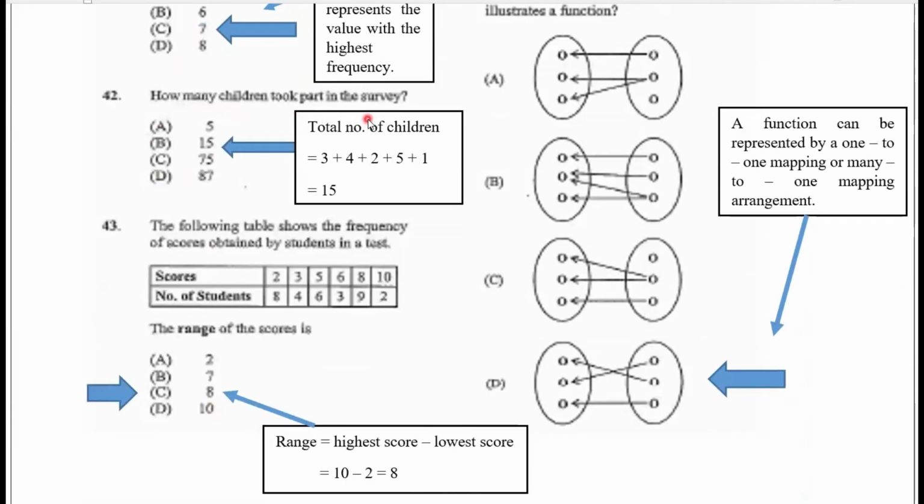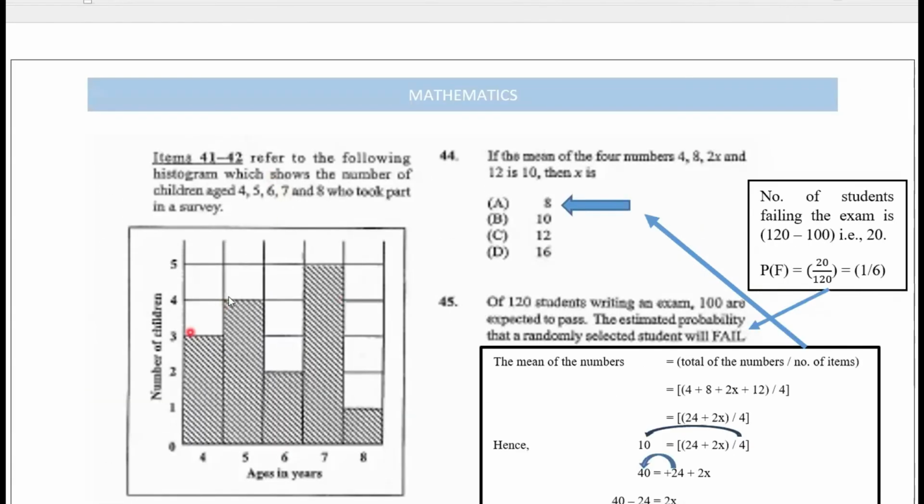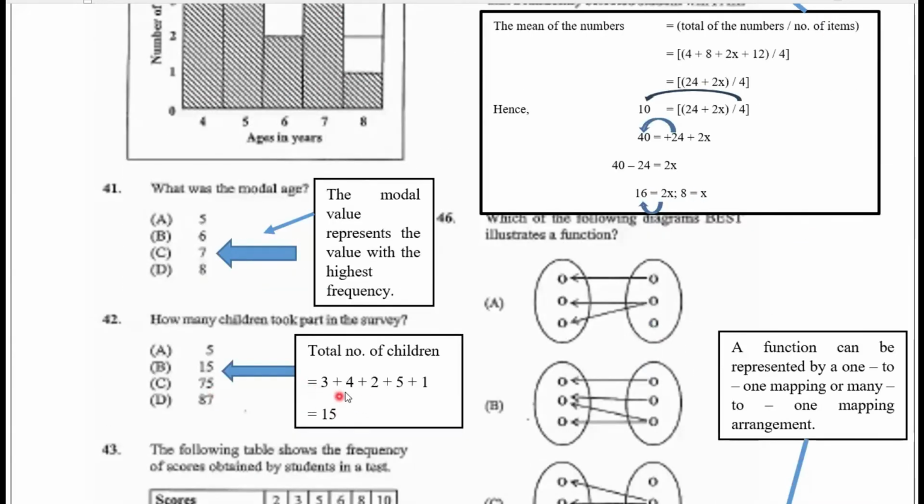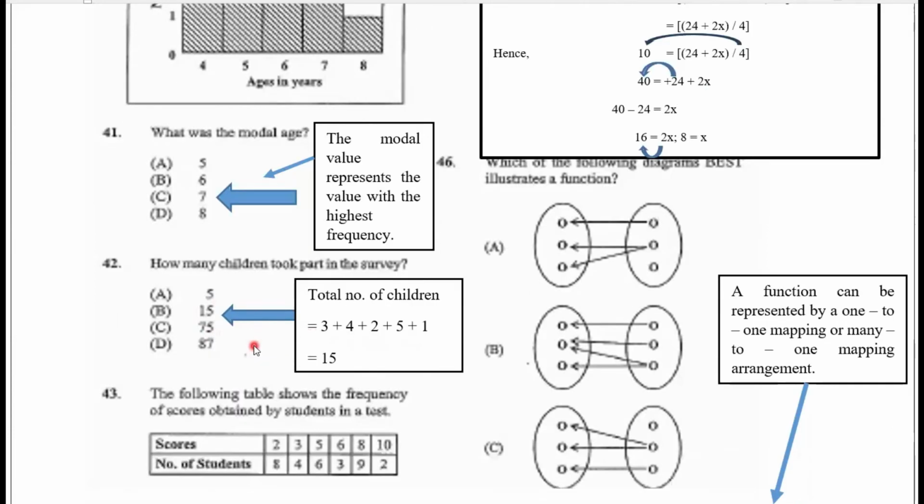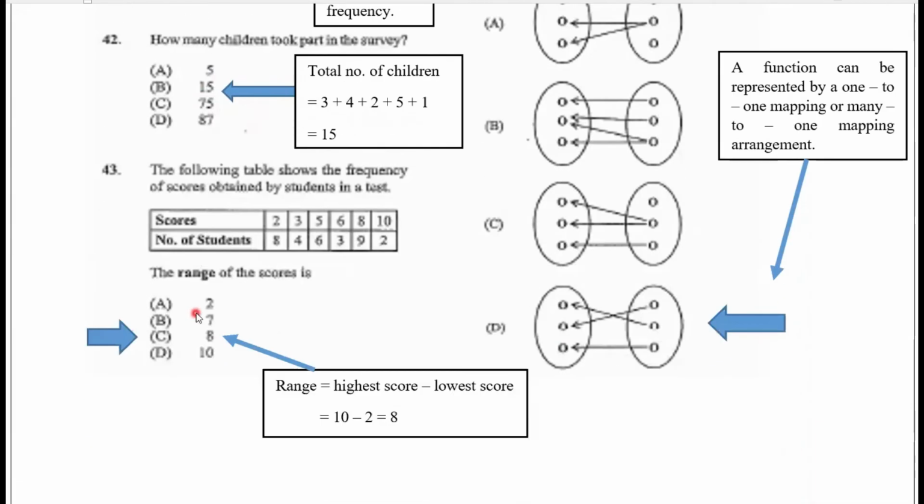How many children took part in the survey? Well, we're going to add them up. We had to add all of them up. We have 3 children, add 4 children, add 2 children, add 5 children, add 1 child. And you can see down here, 3 add 4 is 7, add 2 is 9, add 5 is 14, add 1 is 15 children took part in the survey. That's B as in bat. Good. 43.